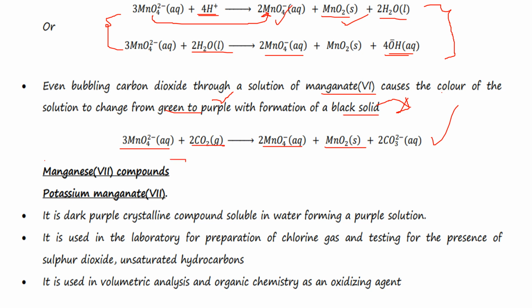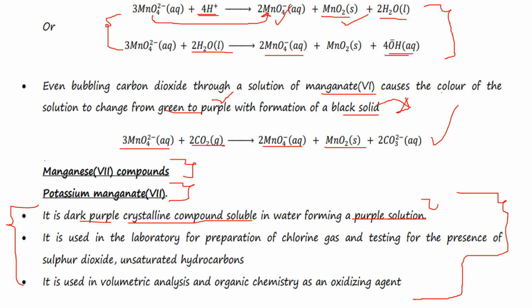Now let's look at the compounds of the manganese 7 ion. Here we are going to start with potassium manganate 7. Let's first look at its physical properties, because you use this one mostly in practicals. Let's first give a brief introduction about it. First of all, any compound of manganese 7 is going to be purple in color. So potassium manganate 7 or permanganate is a dark green crystalline compound which is soluble in water, forming a purple solution. The purple color is because the manganese ion is present in the +7 oxidation state.